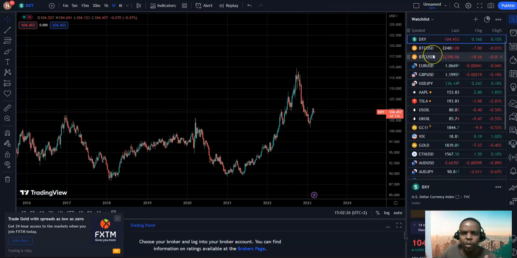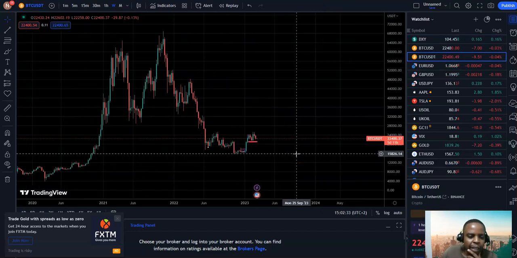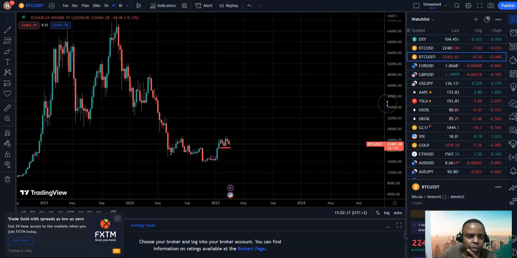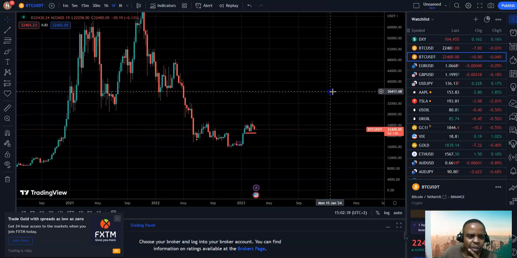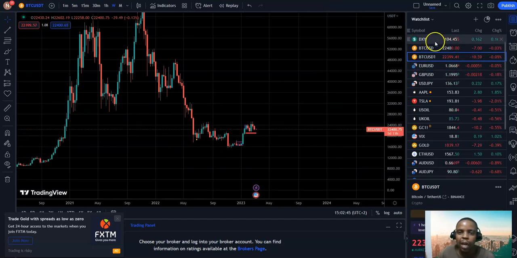But let us see how it's holding up against other crypto assets such as Bitcoin. Wow, as you can see, Bitcoin at 22,000 is also still holding up strong. So the dollar is quite strong for now. The monetary tightening situation might make it even stronger.